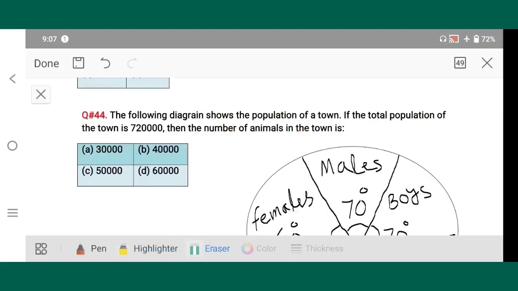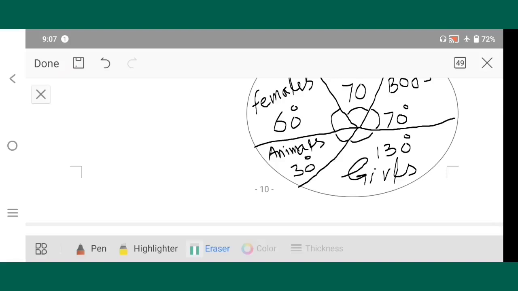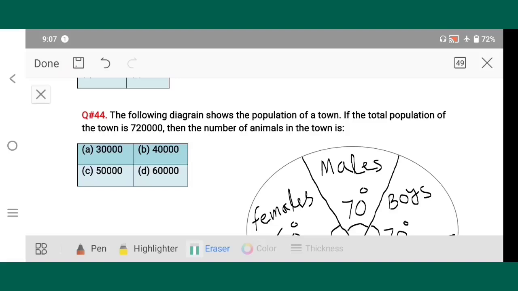Question number 44. The following diagram shows the population of a town. If the total population of the town is 720,000, that is 7 lakhs and 20,000, then the number of animals in the town is, options are 30,000, 40,000, 50,000 and 60,000. So let's check the diagram. So we have males 70 degree, boys 70 degree, female 60 degree, animals 30 degree, girls 130 degree. So we are interested in the animals here.